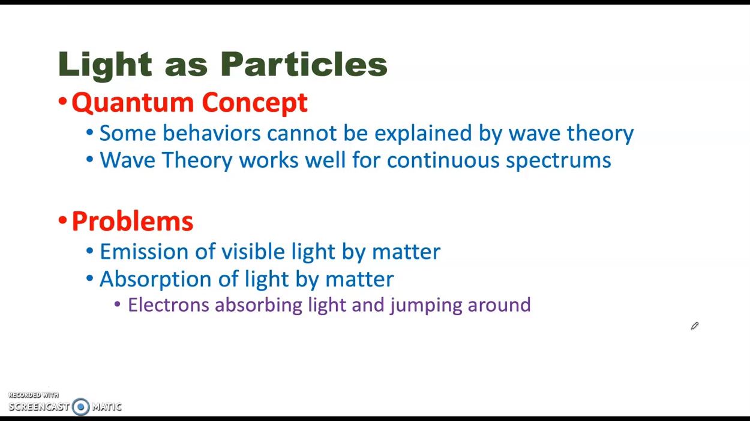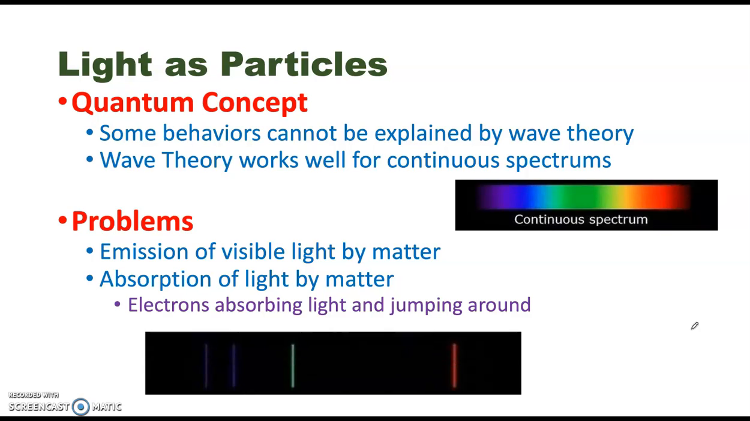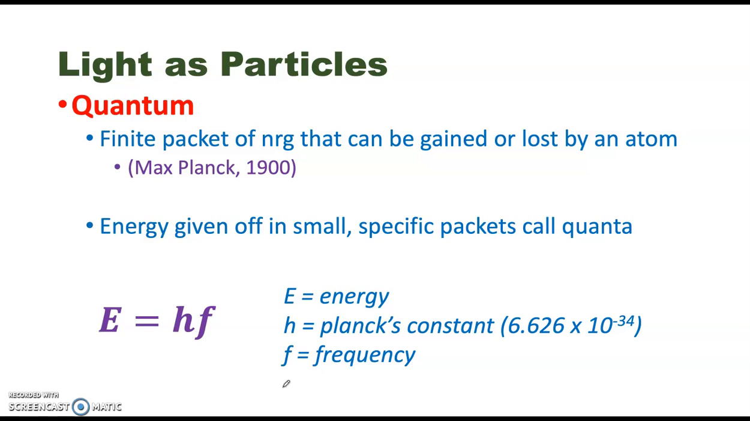So scientists also treat light as if it's made of particles. We're going to start talking about that now. That includes the quantum concept. Some behaviors can't be explained by wave theory. Wave theory works well for continuous spectrums, but it doesn't work well for emission spectrums. It can't explain how we get this pattern if light only behaves like waves. So we're going to figure out how to explain this, talking about the particle side of light.